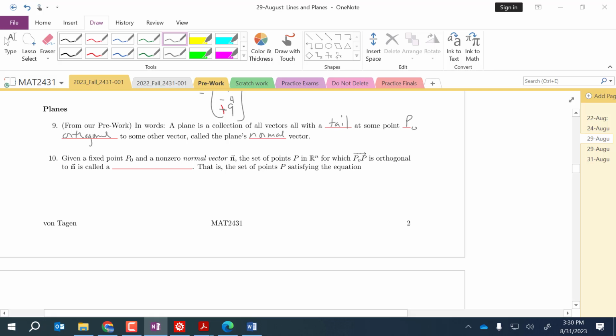So folks, I sometimes have people say, hey, I'm having trouble on the planes in my math lab. And I'll say, okay, how do you need to find a plane? And they don't know this part. This is the essence of finding a plane.